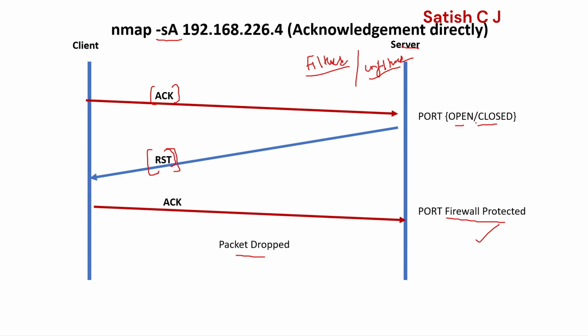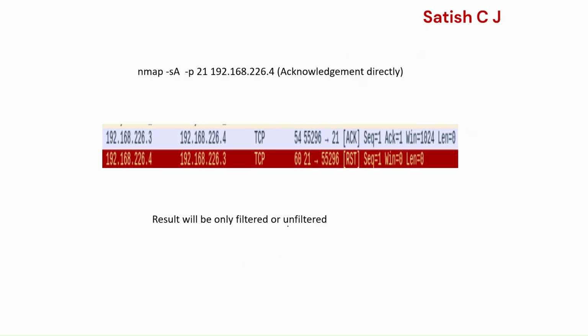What does this mean? When the port is open or closed, it's going to send a RST packet back. So it means the port is actually unfiltered. It's responding. When the port is protected by a firewall and you send a direct ACK flag, the packet will be dropped. There'll be no response from the server. So this is what we are seeing here.